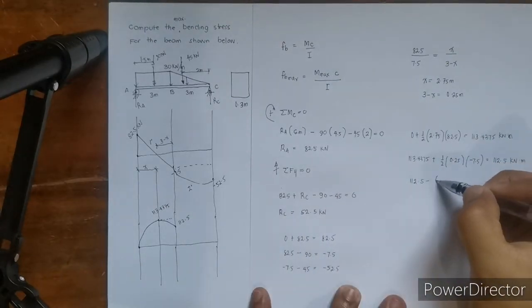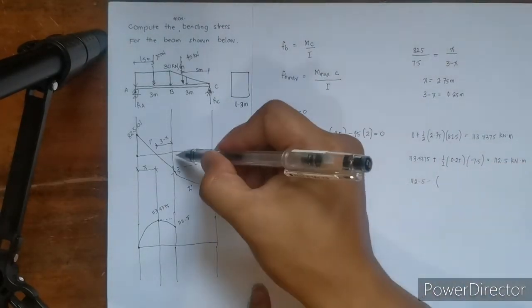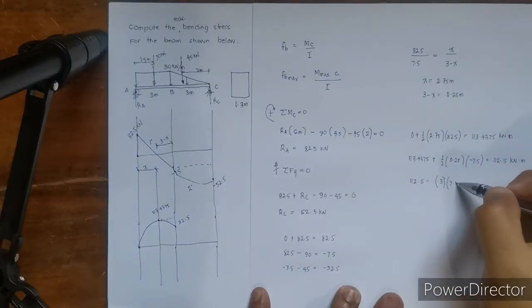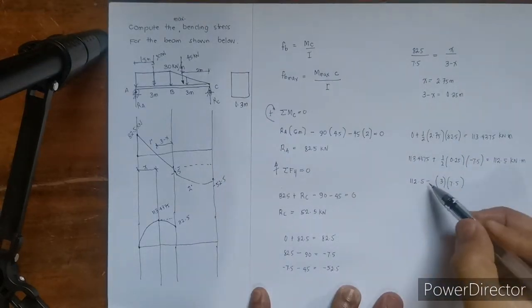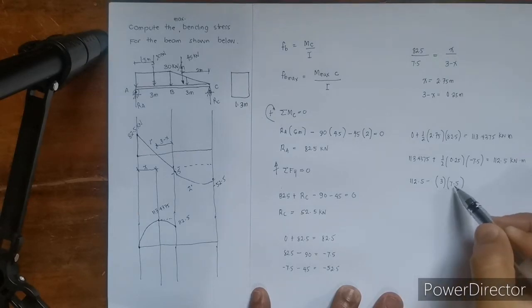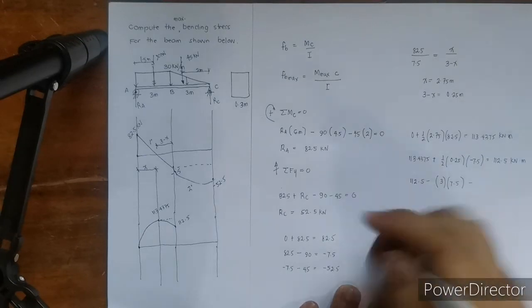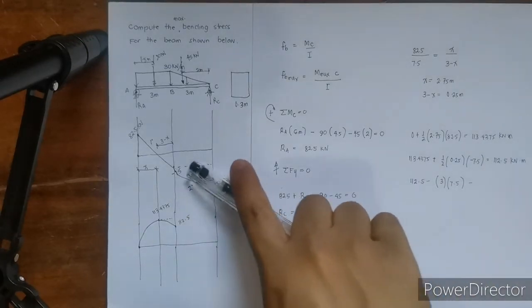Anong area ng rectangle na yon? Base times height. Ano yung base? 3. Ano yung height? 7.5. Mapapansin nyo, minus na yung ginawa ko doon. Dito, positive na, dahil alam ko naman na negative yung area doon. Minus area ng second degree curve.